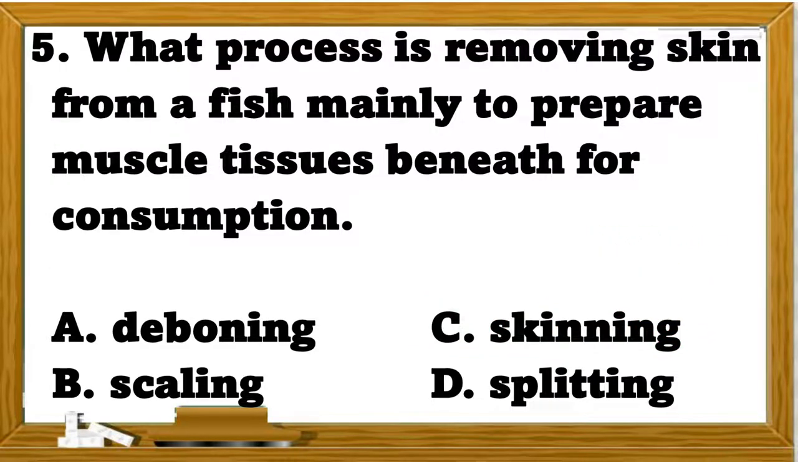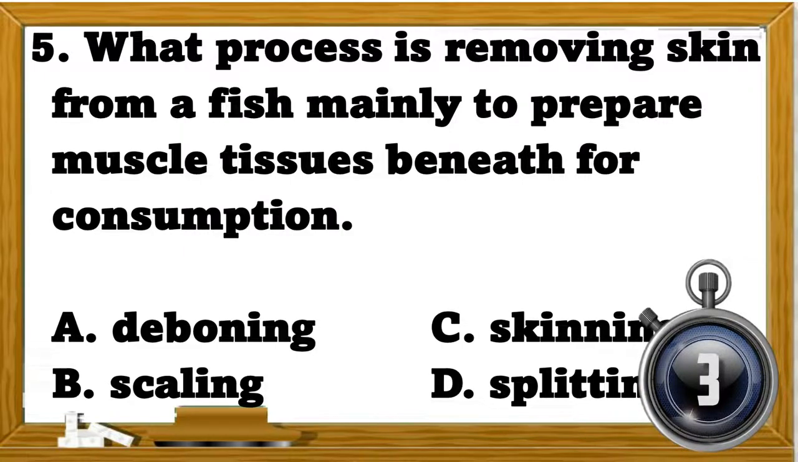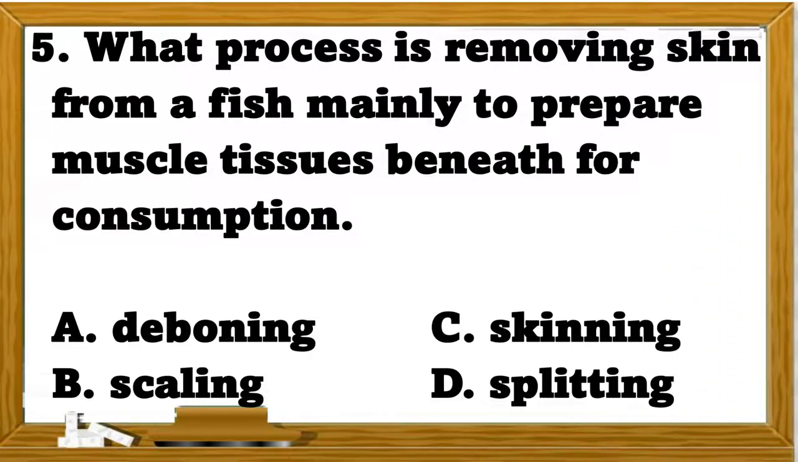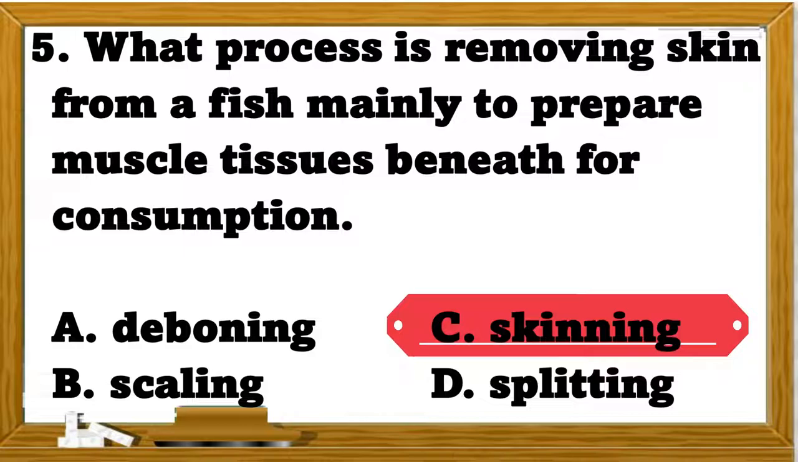And lastly, number 5. What process is removing skin from a fish mainly to prepare muscle tissues beneath for consumption? Is it A. deboning, B. scaling, C. skinning, or D. splitting? If your answer is letter C, skinning, then you are excellent.